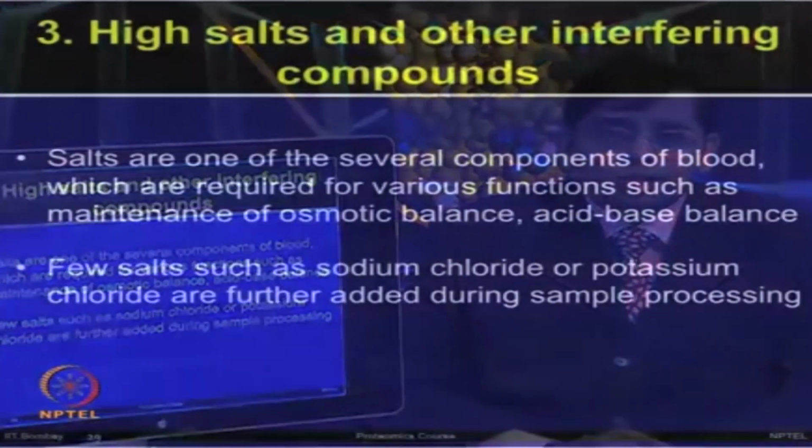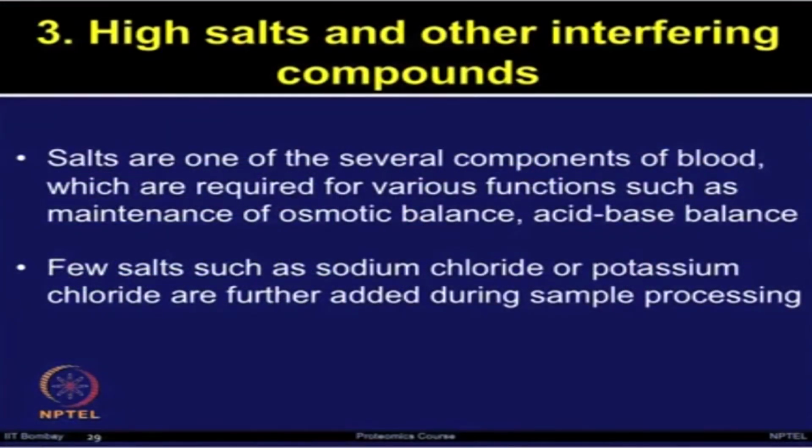The third point, the presence of high salt and other interfering compounds. As we have talked about different types of interfering compounds, you are now familiar that salt is one of the several components which could be very interfering during your proteomic applications. Now, salts are present in the blood, which are required for various functions such as the maintenance of osmotic balance, acid base balance, etc. Few salts such as sodium chloride or potassium chloride are also added when you are processing the serum sample. During this whole sample manipulation, due to the intrinsic salt present in the blood as well as extrinsic salt added during the sample processing, the overall salt component becomes very high, and that creates problems for various types of proteomic applications. So, high salt and interfering compounds should be removed.